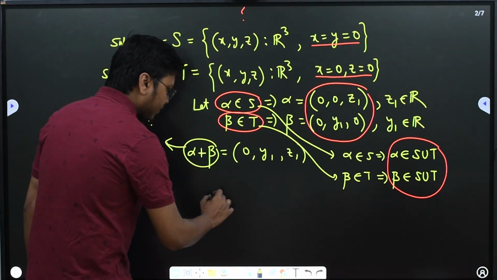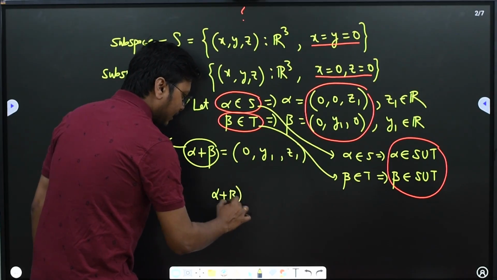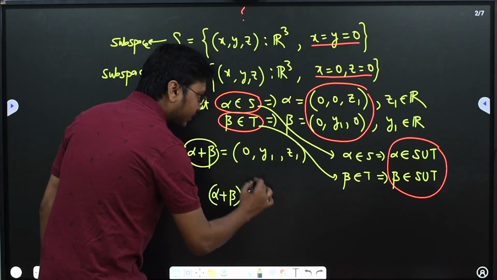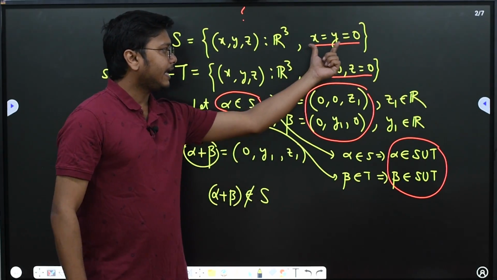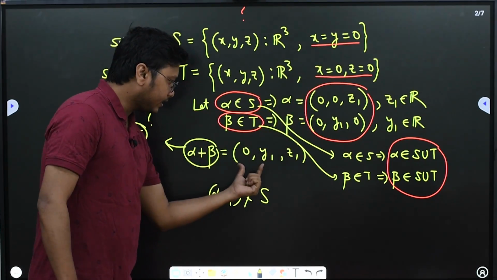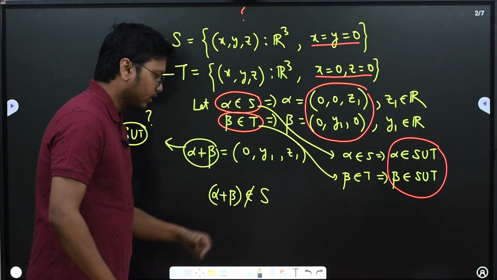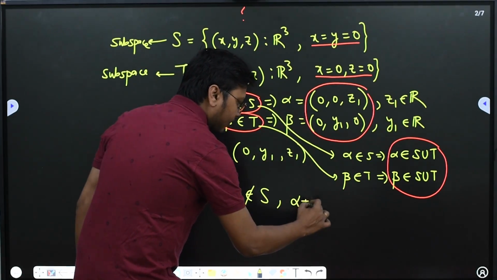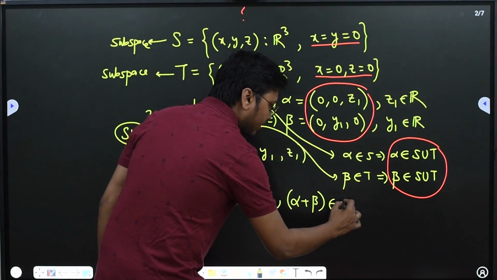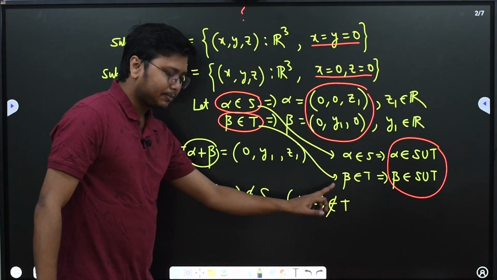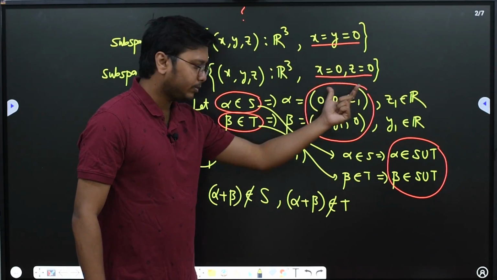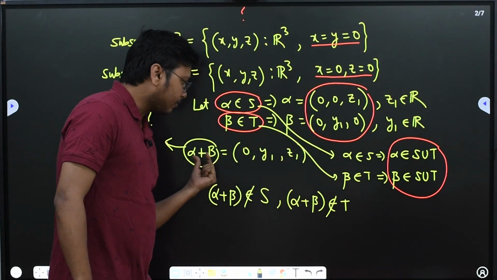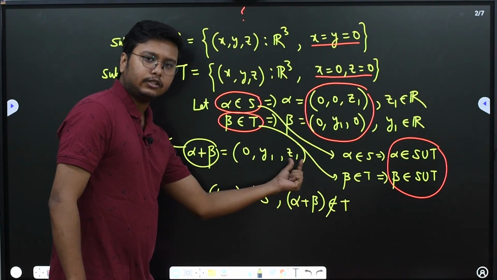Now let's take a look. Alpha plus beta does not belong to the S set, because for something to belong to the S set, the x and y coordinates have to be 0, and here the y coordinate is non-zero. Similarly, alpha plus beta does not belong to the subspace T, because for something to belong to T, the x and z coordinates have to be 0, and I can see that in alpha plus beta the z coordinate is non-zero.